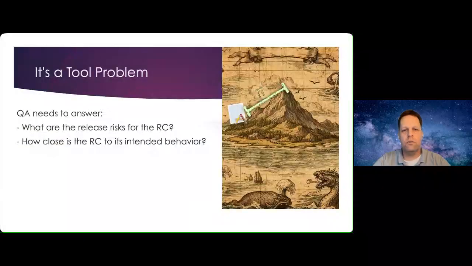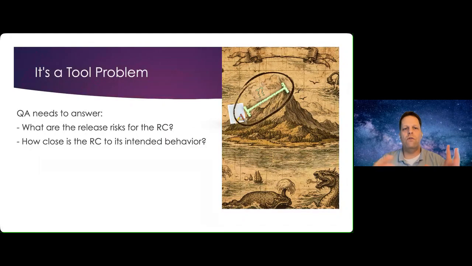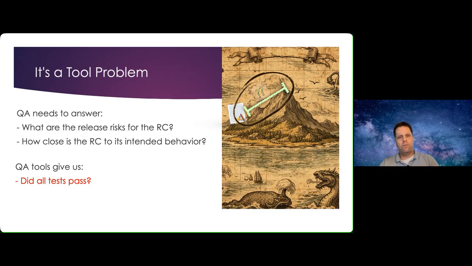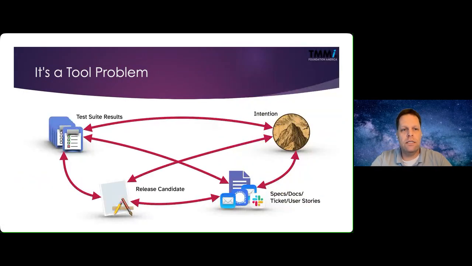So it's really a tool problem. When we need to release, we really want to know how far we are from the perfect behavior. But what our QA tools normally tell us is just, did all tests pass? And that's a start, but there's an underlying assumption there. And the underlying assumption is that the tests with results somehow reflect the requirements, which somehow reflect what the client intended, because that's another thing that can go wrong, right?